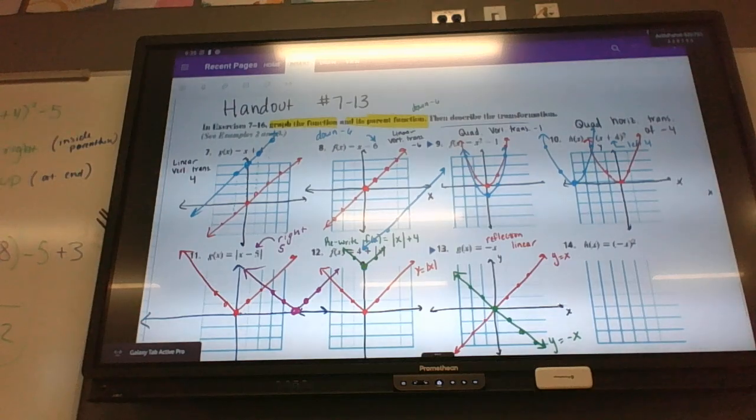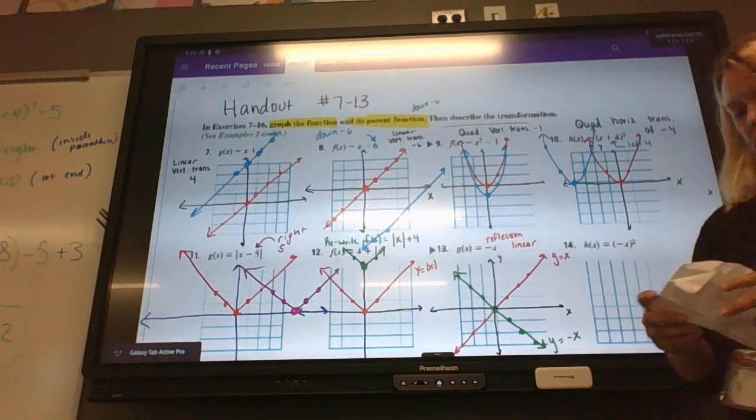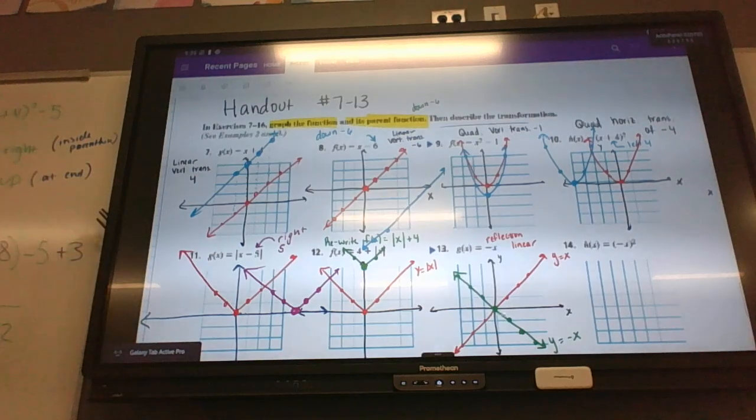And then leave this out. I'm going to walk around in a minute. I guess I'll just check for it now. I'm going to walk around twice today. I have 2 assignments to check for.